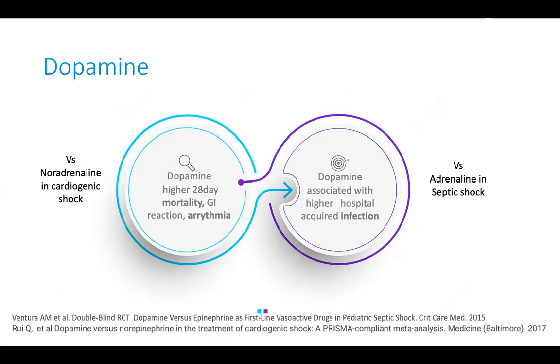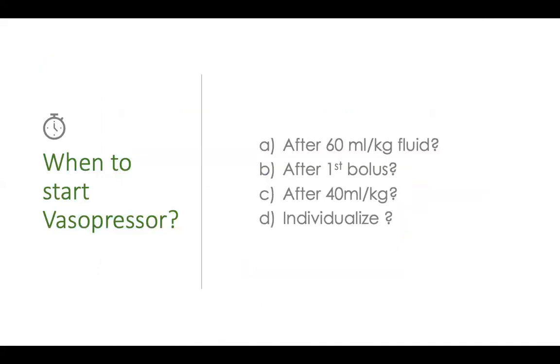The reason is dopamine is associated with a higher 28-day mortality, more GI reactions, more arrhythmia. And because of its action, it causes a decrease in TSH secretion and a decrease in prolactin, which is also associated with increased risk of hospital-acquired infections. So because of these reasons, noradrenaline and adrenaline are preferred over dopamine. So dopamine may be started if the others are not available. Otherwise, a direct-acting catecholamine is always preferred.